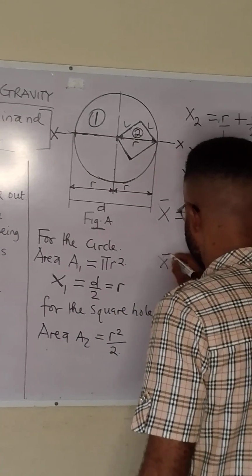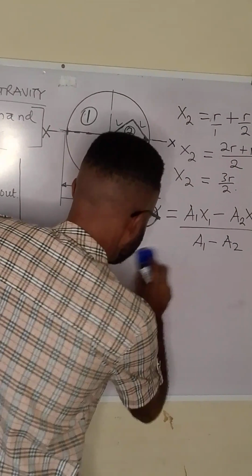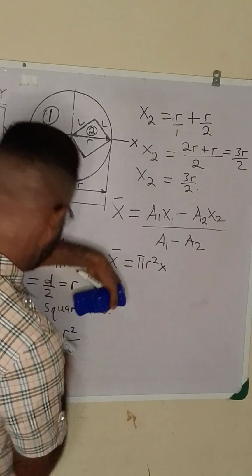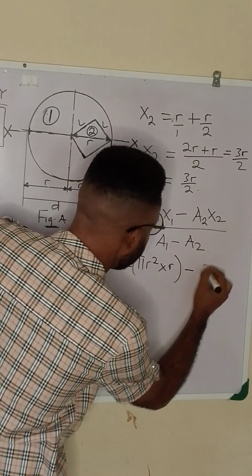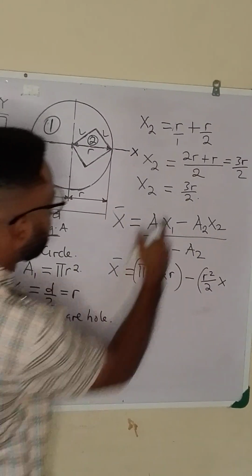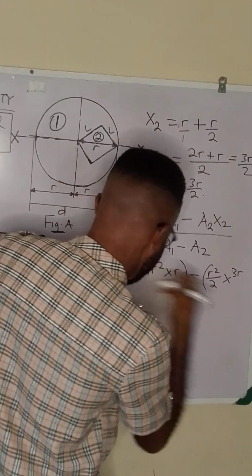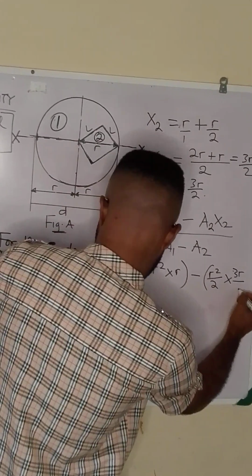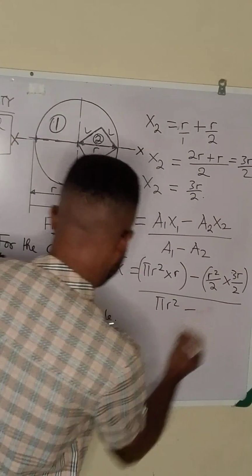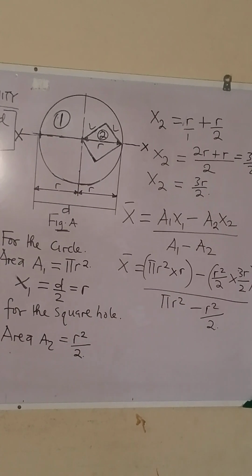So let's do this. Our a1 is pi r squared, so we have pi r squared times our x1 is r, minus our a2, which is r squared over 2, times our x2, which is 3r over 2, all over our a1, pi r squared, minus our a2, r squared all over 2. So we've gotten to this point. We'll continue with the calculation.